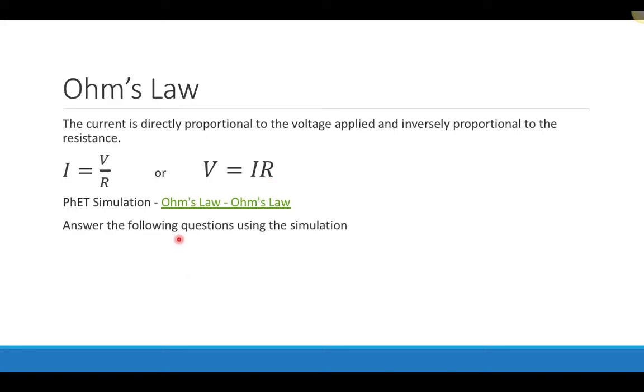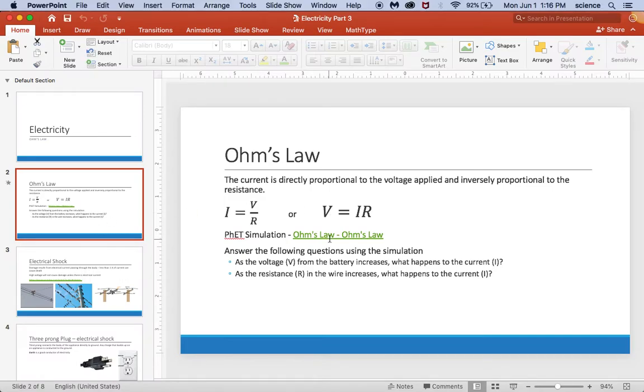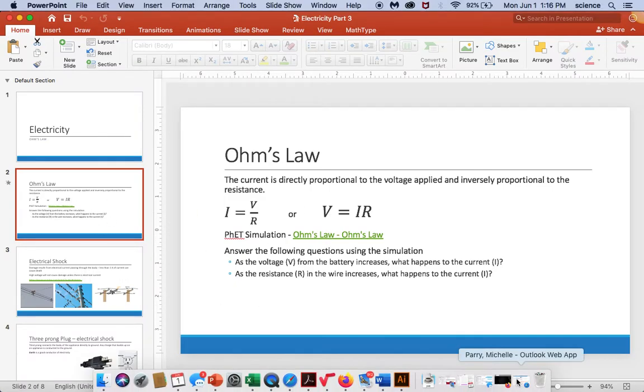So we could look at the PhET simulation, and we could answer a few different questions using that PhET simulation. What happens as the voltage from the battery increases? What happens to the current? So I'm going to go ahead and I'm going to pull up this PhET simulation. Let's go ahead and do that.